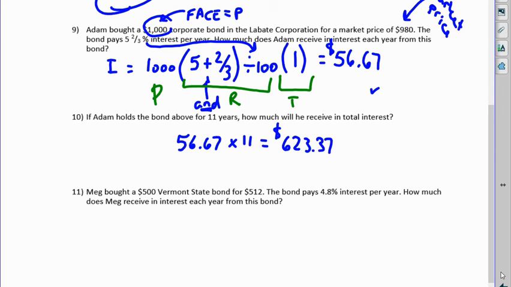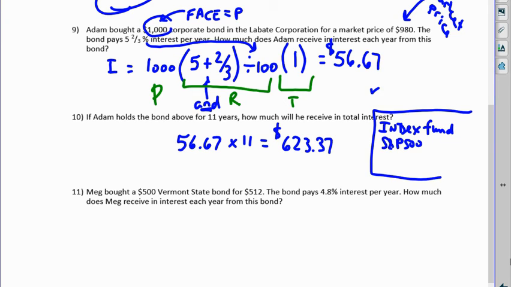$623.37. Now, I just want to say that I talk a lot about a certain kind of investment, an index fund in the S&P 500. If he had invested in that instead of the bond, he would have made $1,700 roughly. I mean, I get $1,713, but we can't know for certain, but he probably would have made around something like that. So that's why myself, I don't own any bonds, but my mother is totally into bonds.